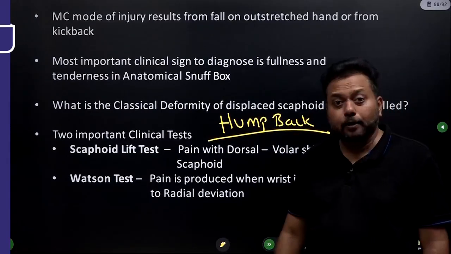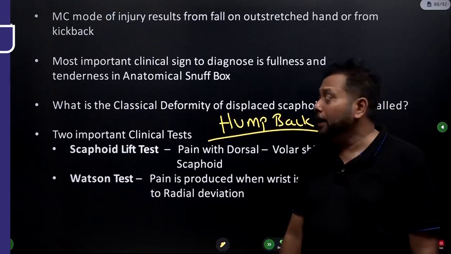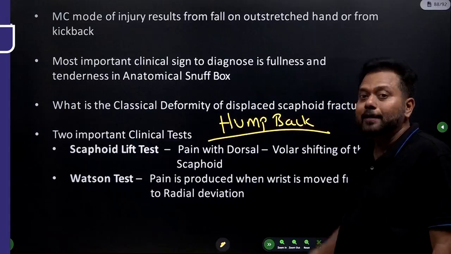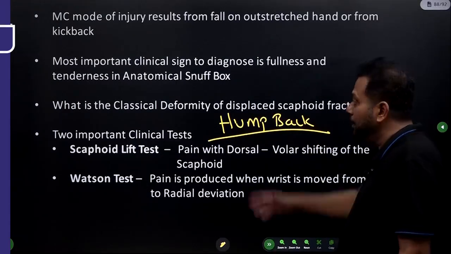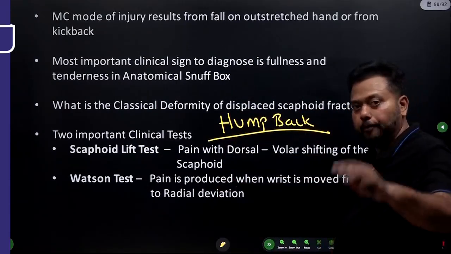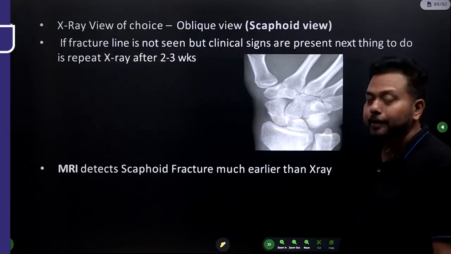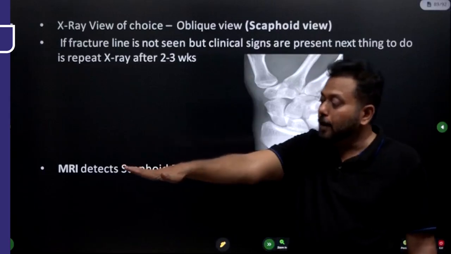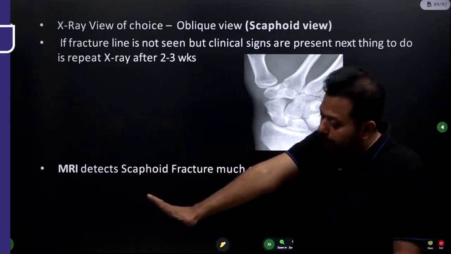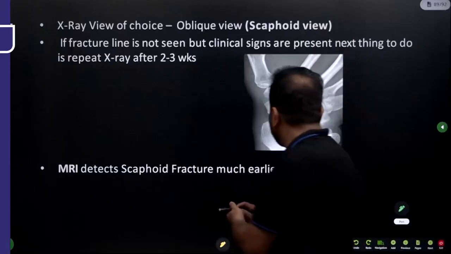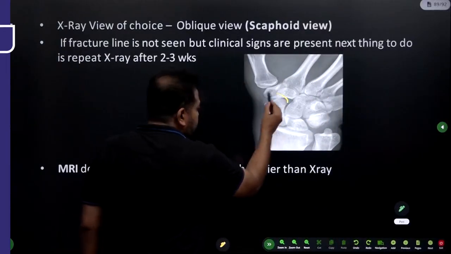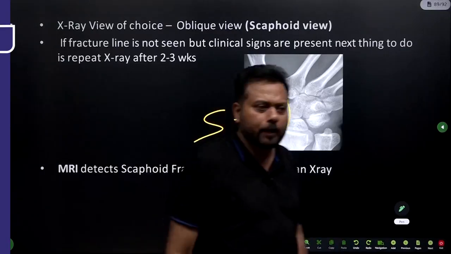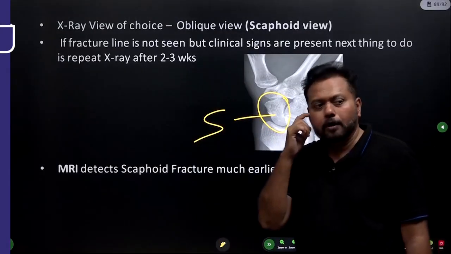In a displaced scaphoid fracture, you get a humpback deformity, and on giving pressure to the anatomical snuff box, severe pain is elicited. So, 4 important clinical signs of scaphoid fracture. The X-ray view of choice in scaphoid fracture is an oblique view like this. Oblique view means keep the hand deviated totally ulnar and pass the beam. The scaphoid is highlighted. You see, I am able to see the scaphoid well. This is the scaphoid bone. The view of choice is the oblique view, also called the scaphoid view.